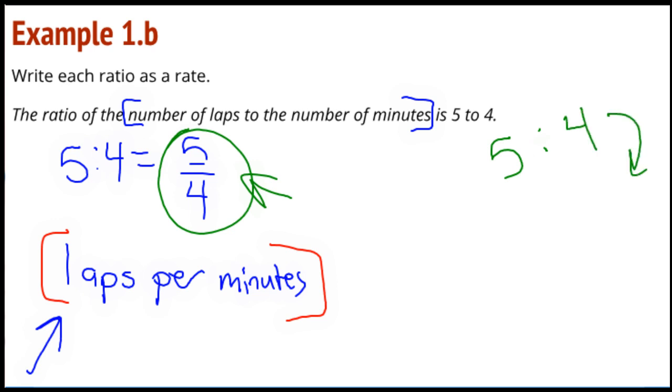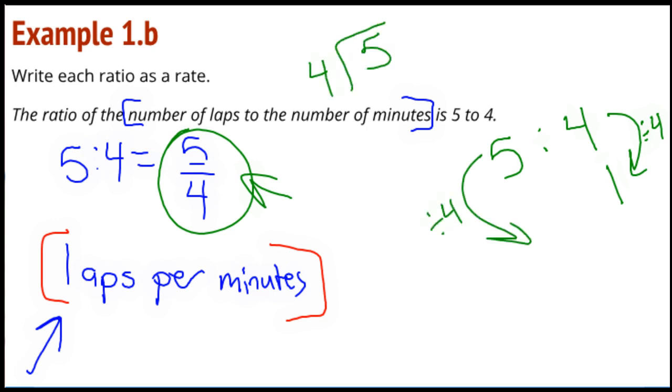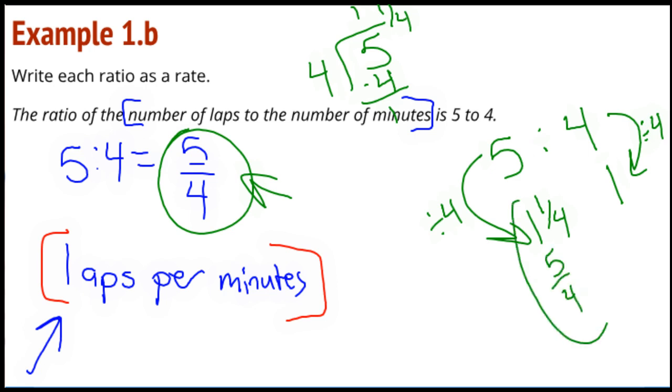I need to get down to 1, so I'll divide by 4. And I need to divide by 4. And 5 divided by 4, 1 times 4 is 4. 1 and 1/4, if I want it as a mixed number. Otherwise, I could just leave it as 5/4. These two things are equivalent to each other.